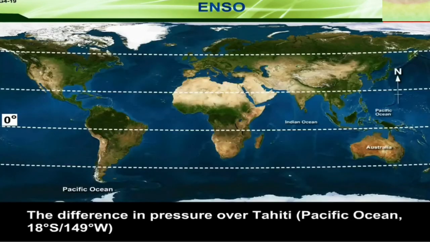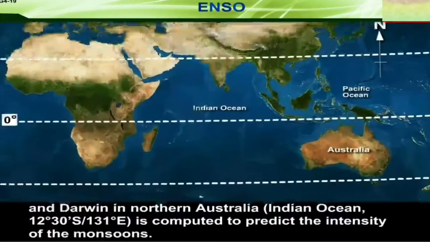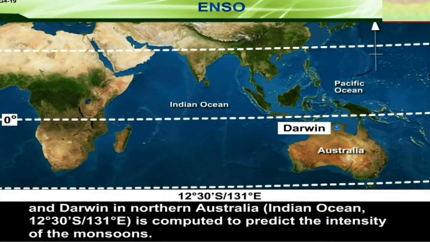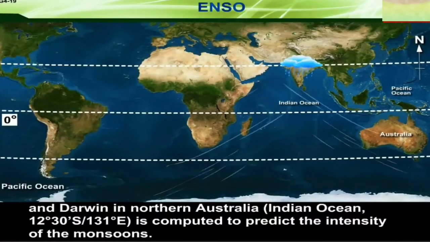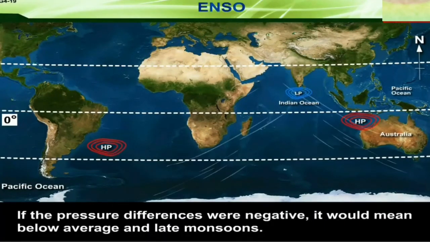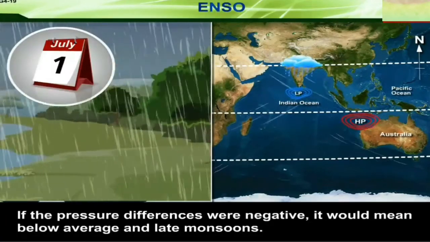The difference in pressure over Tahiti, that is Pacific Ocean 18 degrees south, 149 degrees west, and Darwin in North Australia, that is Indian Ocean 12 degrees 30 minutes south, 131 degrees east, is computed to predict the intensity of the monsoons. If the pressure differences are negative, it would mean below average and late monsoons.